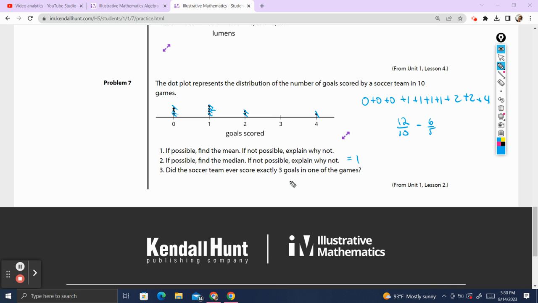Did the soccer team ever score exactly 3 goals in one of the games? Nope. There are no dots at the 3 value, so they never scored exactly 3 goals in one of the games. In a histogram or a box plot, you wouldn't be able to see that, but because we're looking at a dot plot, we know that sometimes they scored 0, sometimes 1, sometimes 2, and sometimes 4, but they never actually scored 3. If you have any questions, please put them in the comments below.